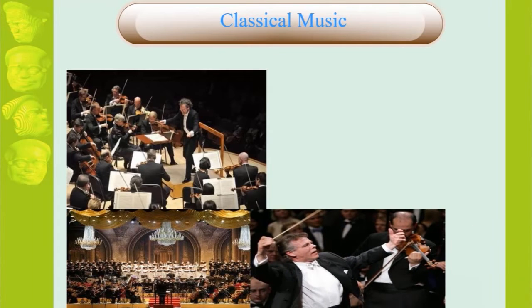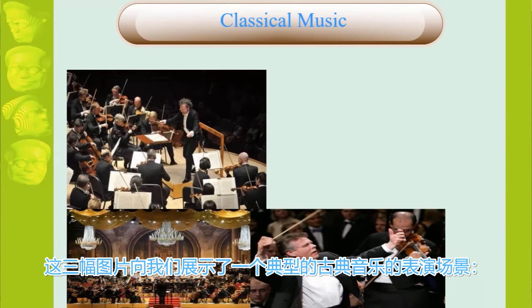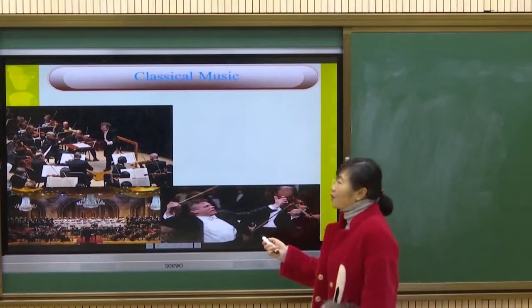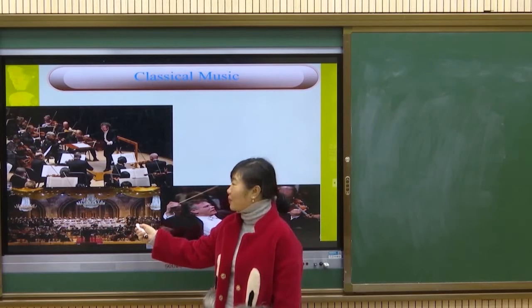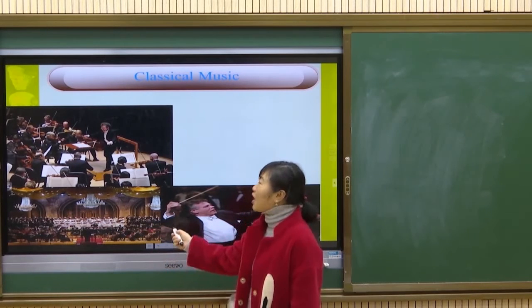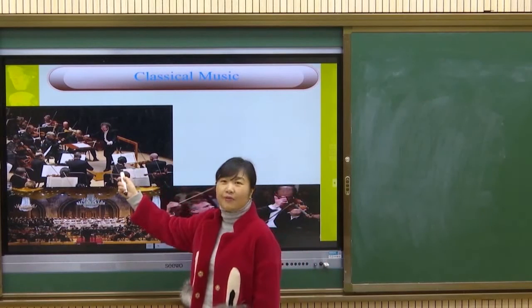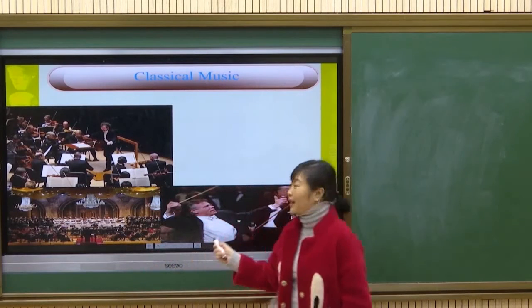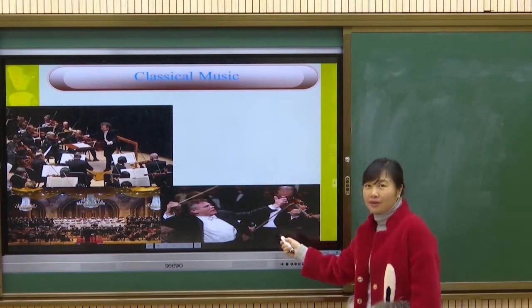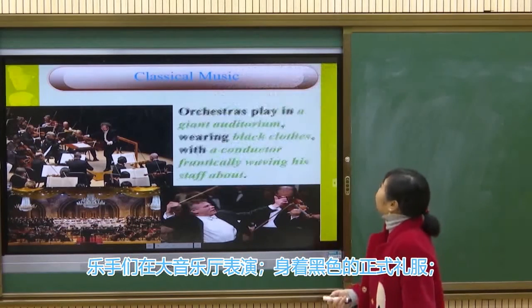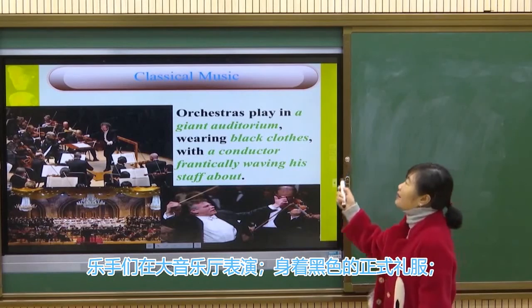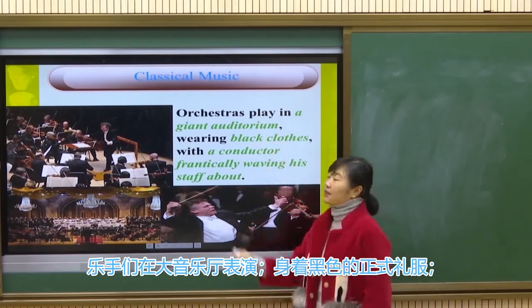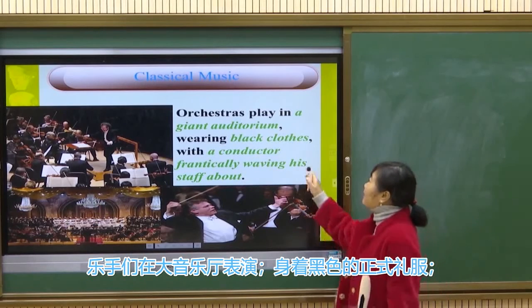Yes? Maybe we can use the three pictures to describe a typical or basic performance of classical music. Yes, a group of people are performing in a large auditorium, and they are performing with the conductor waving his hands. Okay. Orchestras play in a large auditorium. Auditorium means 音乐厅. Wearing black clothes.